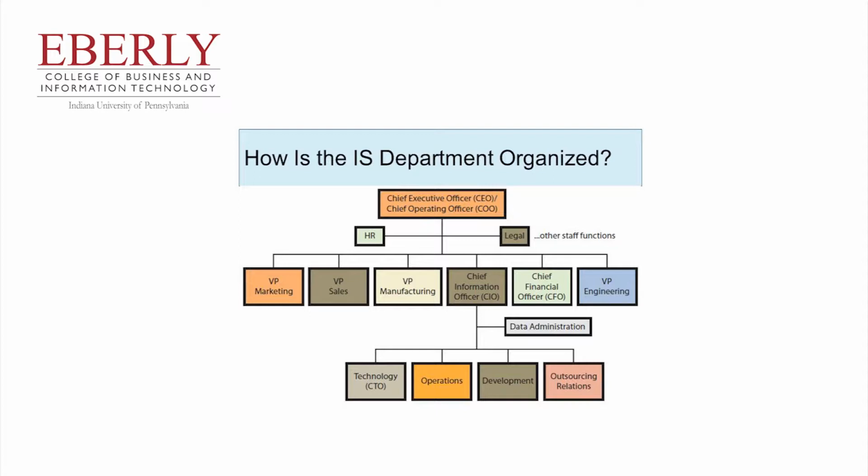The last information system department group is outsourcing relation. This group exists in organizations that have negotiated outsourcing agreement with other companies to provide equipment, application, and other services. Figure 11.1 includes a data administration staff function.